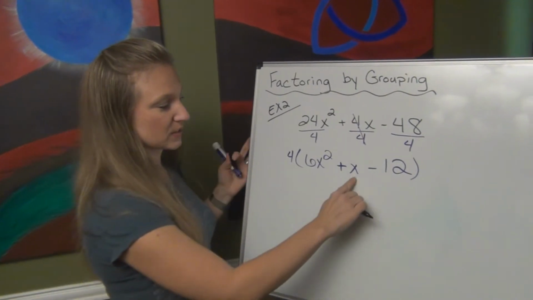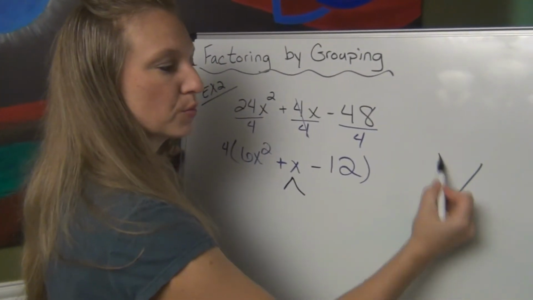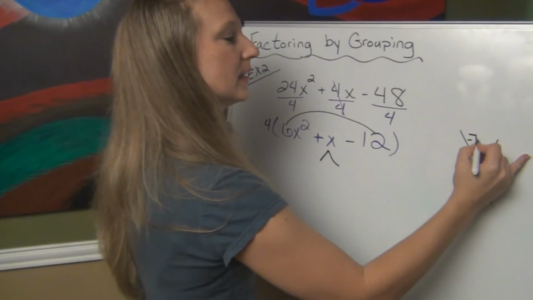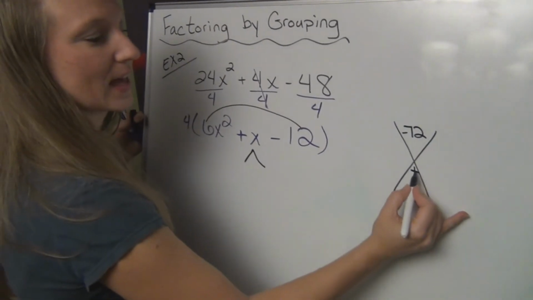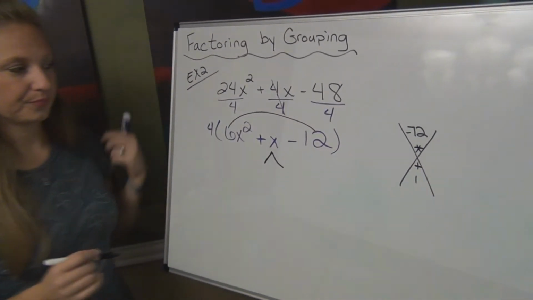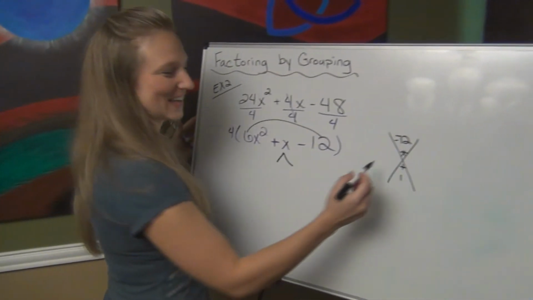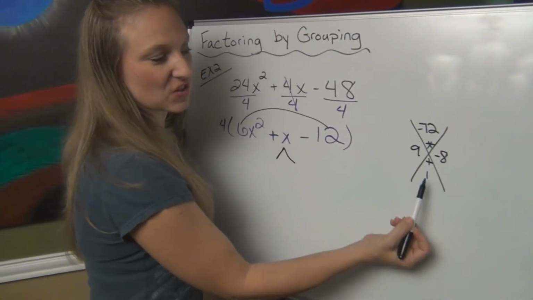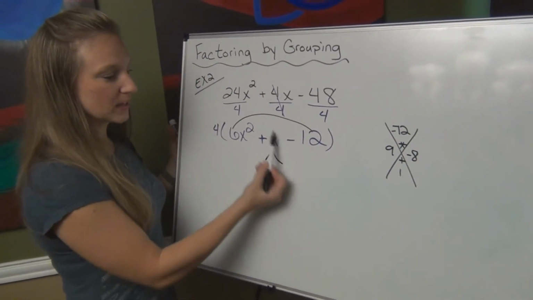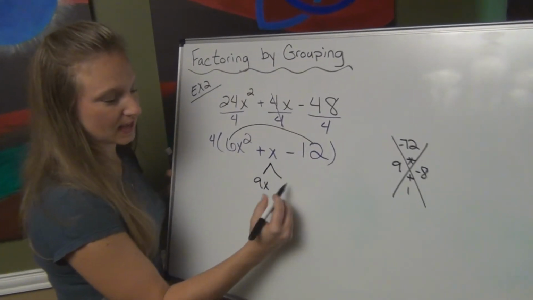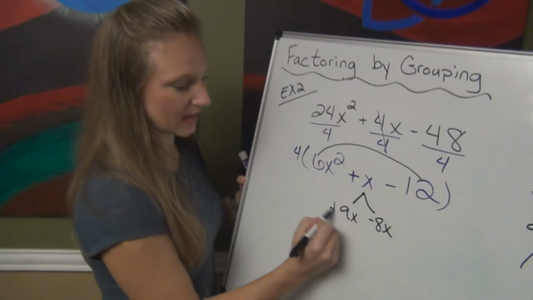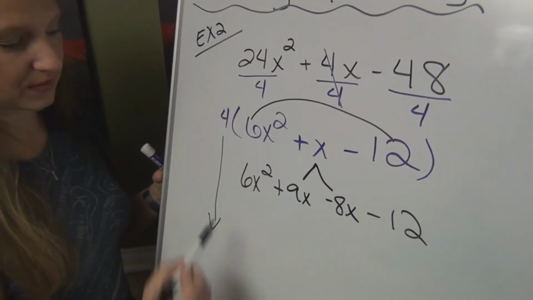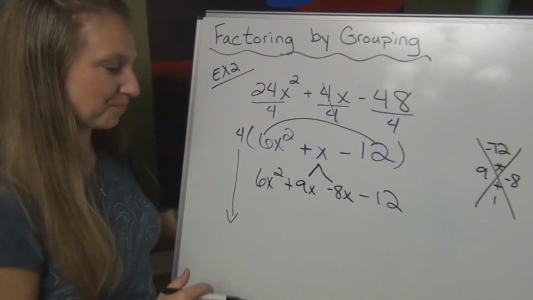So to find how we're going to split this middle term, we are going to brainstorm what numbers, if I multiply 6 times negative 12, I get negative 72 and adds to 1. So we're going to get 9 and 8, multiply to 72, and we want to make the 8 negative so that it adds to a positive 1. So we're going to split up this x into 9x and negative 8x. We're going to bring down our 6x squared and our minus 12. Remember, our greatest common factor we're going to carry down as part of our solution later on.